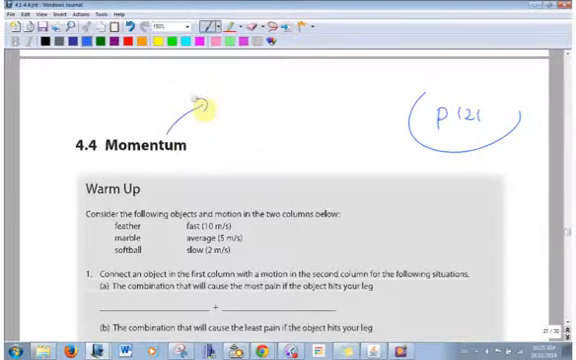So momentum, as a letter, don't ask me why, but it's given P. It is the product of mass and velocity.